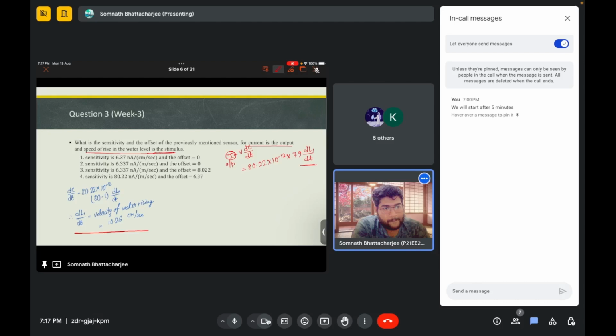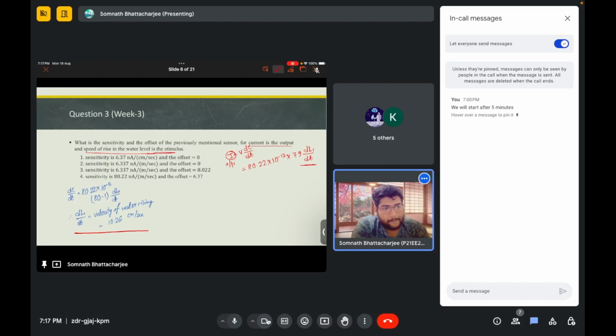What will be the offset? Without any input present, there should be an output. So to determine the offset, we need to put dL1/dt as 0. So if we put that 0, the output I will be 0 as well. So the offset value will be nothing but I0. So this is the correct answer.